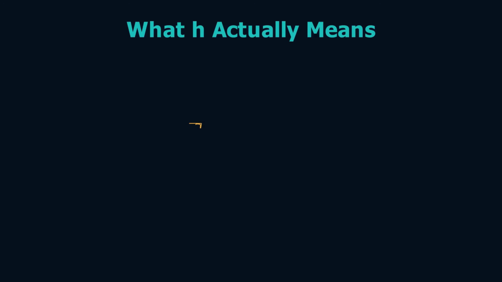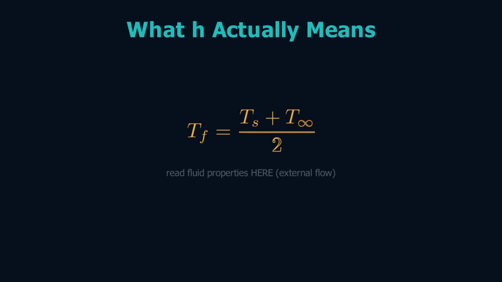One more subtlety that trips people up. The fluid properties change with temperature, so which temperature do we use? For flow over an outside surface, we read every property at the film temperature, the average of the wall and the free stream. Hold on to that. It will differ for flow inside a pipe, and we will see exactly why.